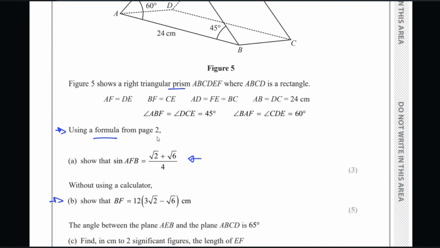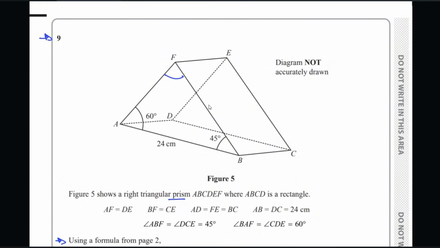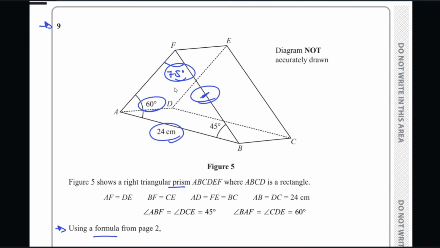So what is BF? Let's have a look. So BF is this length here on this triangular face. AFB is 75 degrees. So we know all the angles here. We know one side, AB. We want to find the other side, FB or BF. We can use the sine rule. So the angle opposite to BF is 60. The angle opposite to 24 is 75. Let's set up the sine rule formula. So BF over sine 60 is equal to 24 over sine 75.